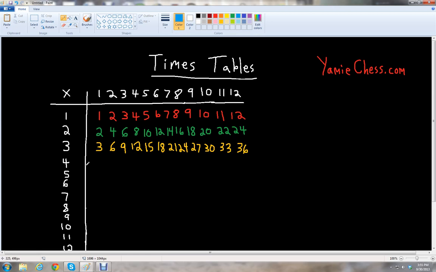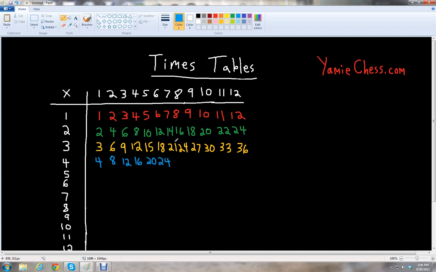Okay, let's move on to the fours times tables. So we start with 4 times 1 is 4. 4 times 2 is 4 more, it's 8. 4 times 3 gives us 4 more, 12. 4 times 4 is 16. 4 times 5, so you add 4 to 16, you get 20. 4 times 6, you get 4 more is 24.